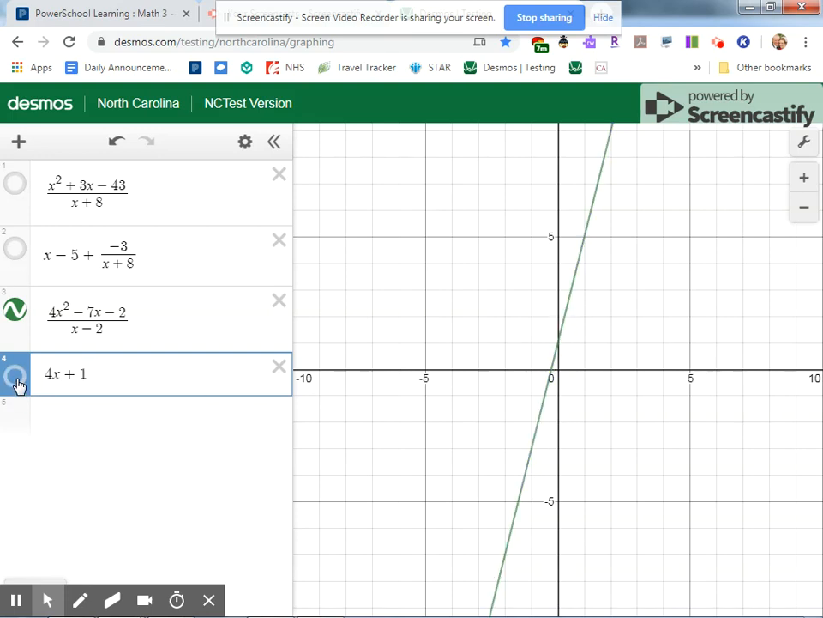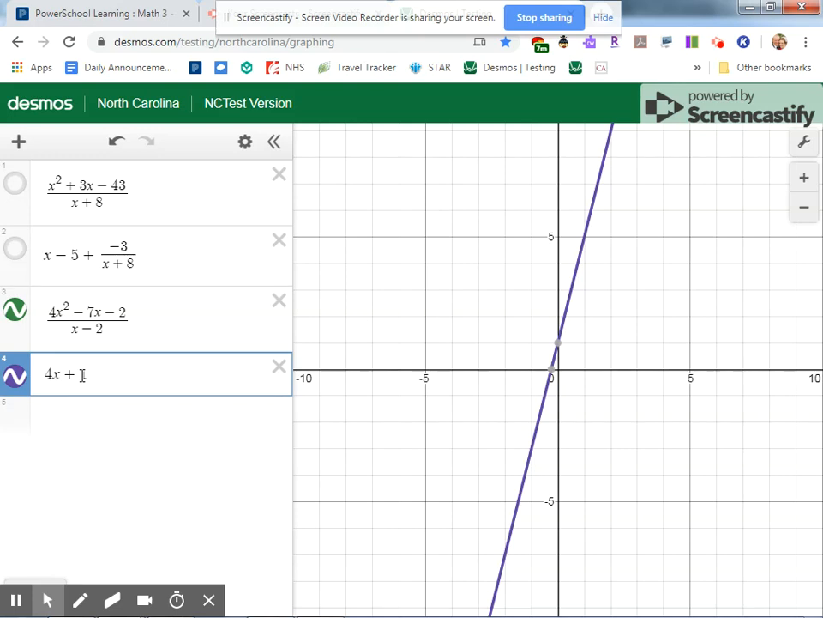And if I make it disappear and reappear, I can see that it's in the exact same place as the other graph. If they are the same graph, in this case lines, then that means that these two expressions are equal to each other, which is what it's supposed to be. They are supposed to be equal to each other.